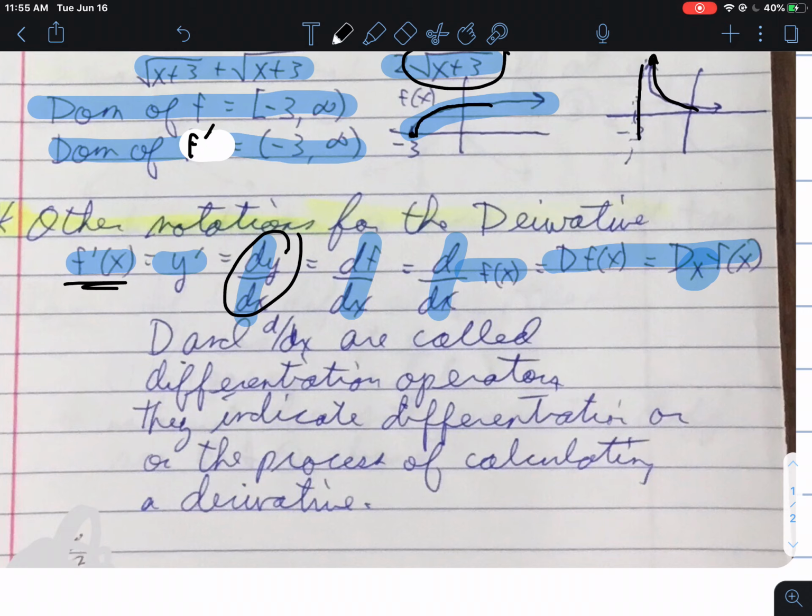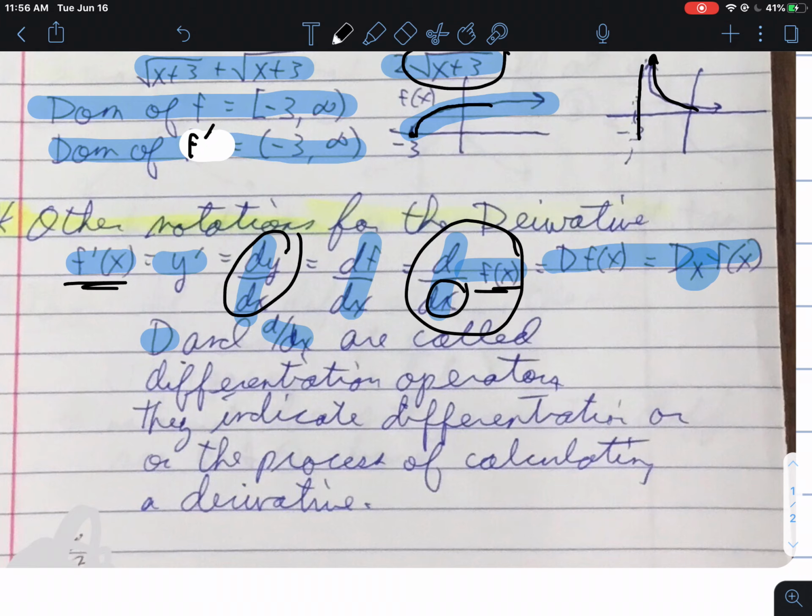So the d and the d/dx, those are called differentiation operators. Like I said, I don't ever use the capital D, but I do use the d/dx. So I have this d/dx of f of x. What this is telling me is I'm looking at the change in this function with respect to the change in x. So d/dx, differentiation operators, of course, they indicate differentiation or the process of calculating a derivative, anytime we see those notations.